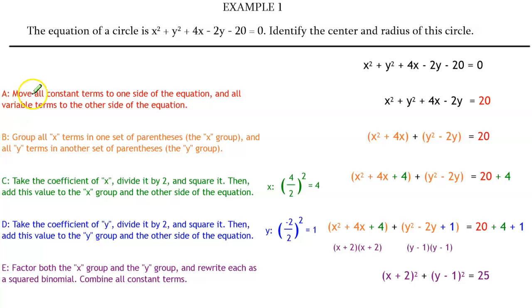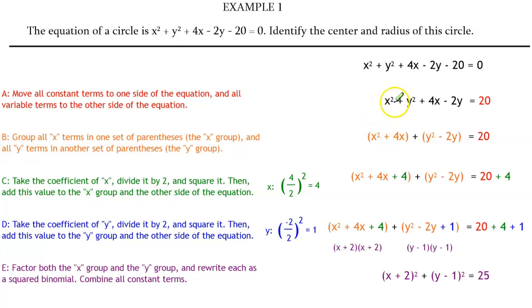And remember, our first step is to move all the constants to one side and the variables to the other side. Well, we only have this one constant, this negative 20. Let's bring it to the other side and make it positive 20. Next, we're going to group all the x terms in one set of parentheses. We'll call it the x group, and the y terms become the y group.